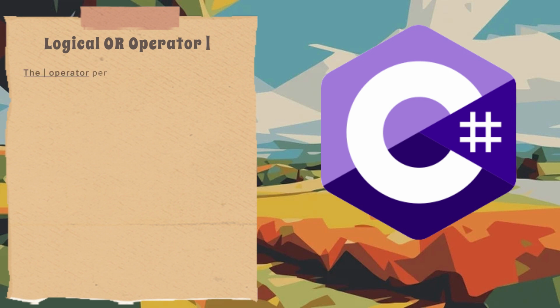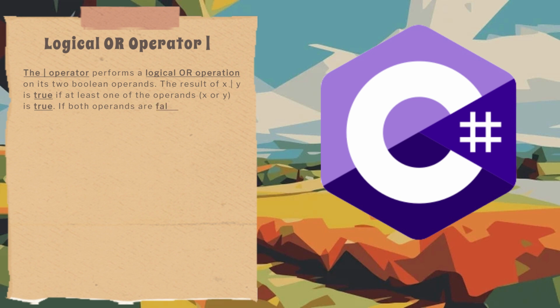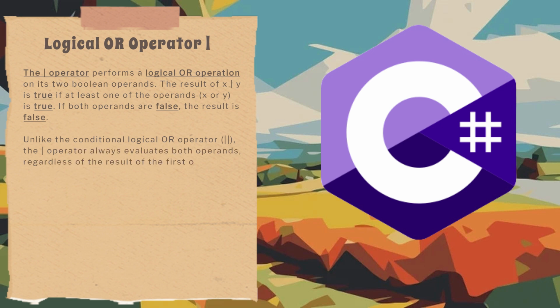The operator performs a logical OR operation on its two Boolean operands. The result is true if at least one of the operands is true. If both operands are false, the result is false. Unlike the conditional logical OR operator, the operator always evaluates both operands, regardless of the result of the first one.